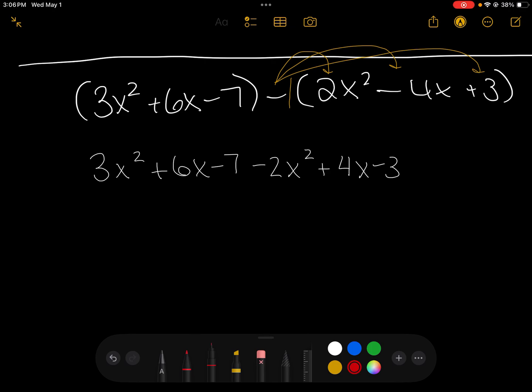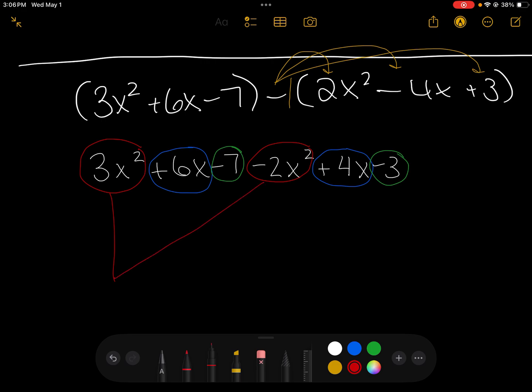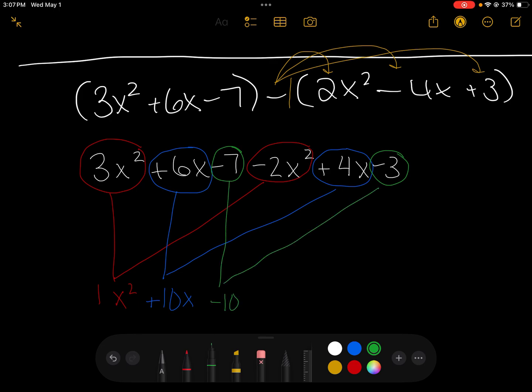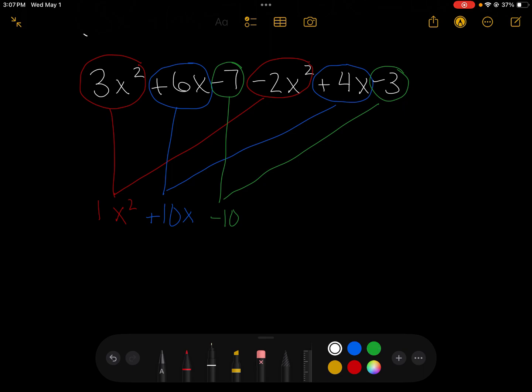Now it goes back to combining our like terms. So we have 3x squared and a minus 2x squared as like terms. 6x and 4x as like terms. Negative 7 and negative 3 as like terms. When we combine like terms together, we are only adding the front numbers. There is then my final answer.